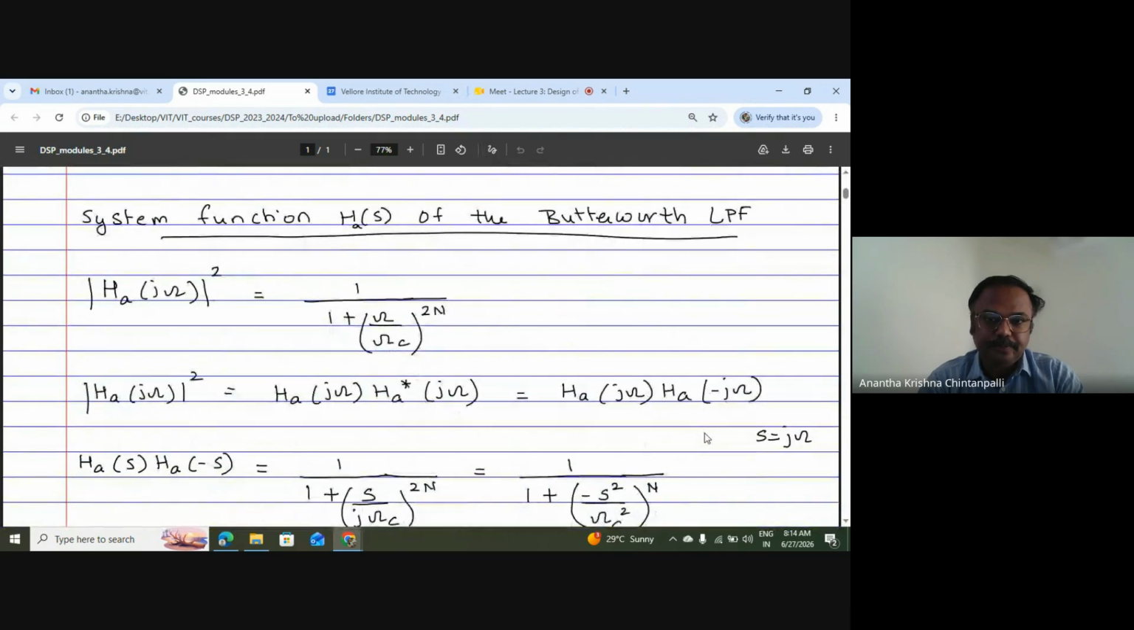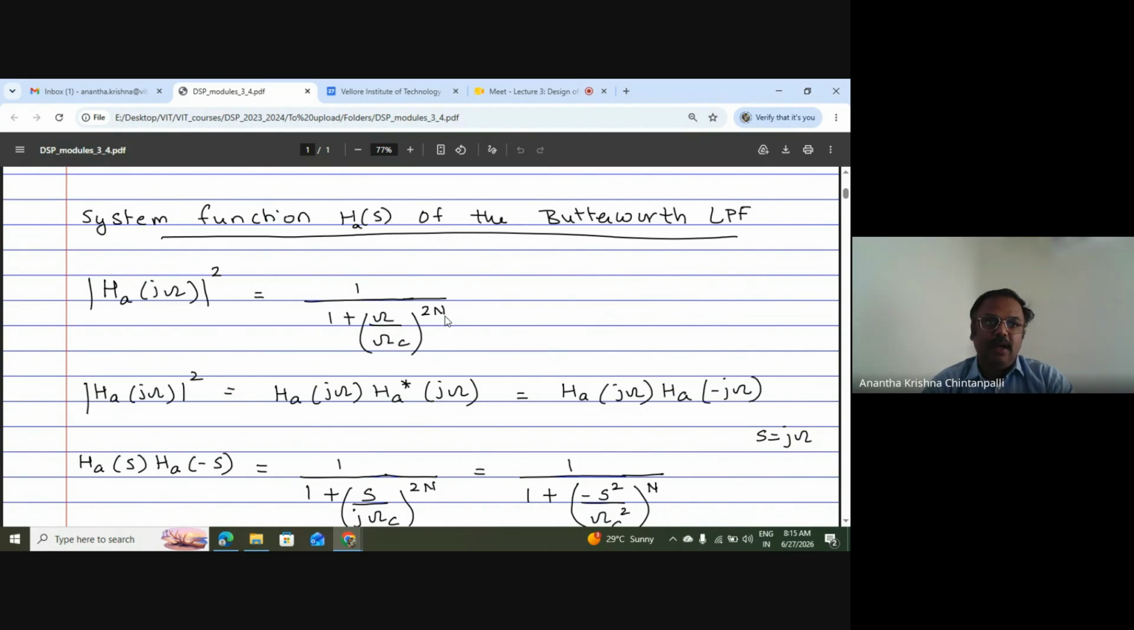Now we'll talk about the system function of the Butterworth low pass filter. So system function meaning HA of s. This is the square magnitude response of the Butterworth low pass filter. Let me take it back. This is a magnitude square. So HA of j omega magnitude square is nothing but 1 over 1 plus omega divided by omega c to the power of 2n.